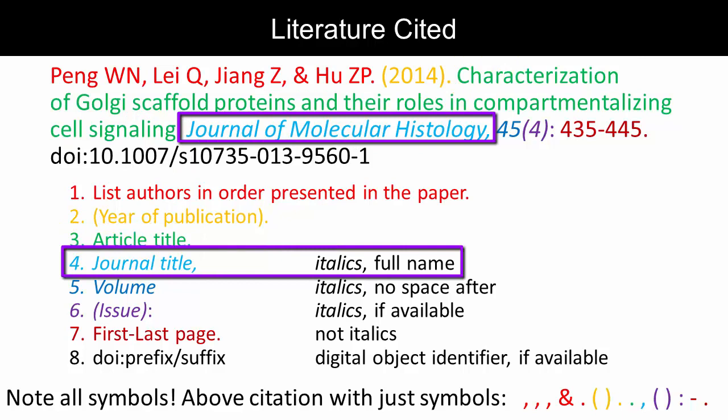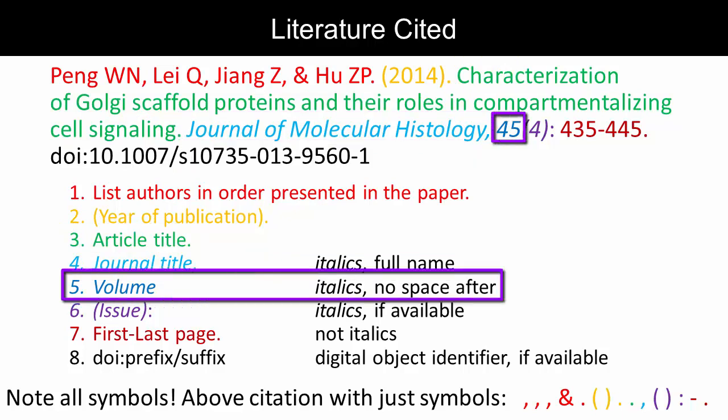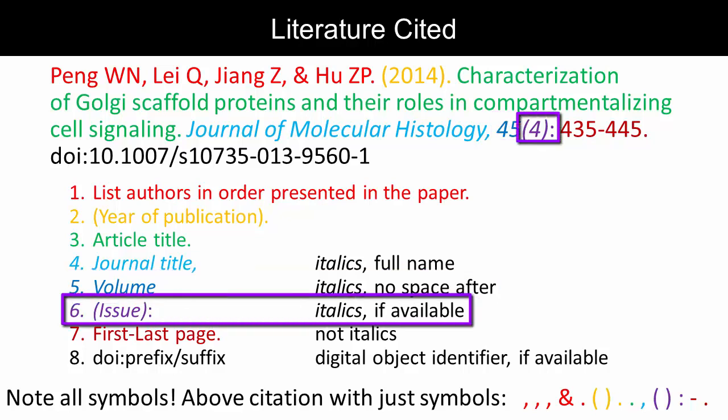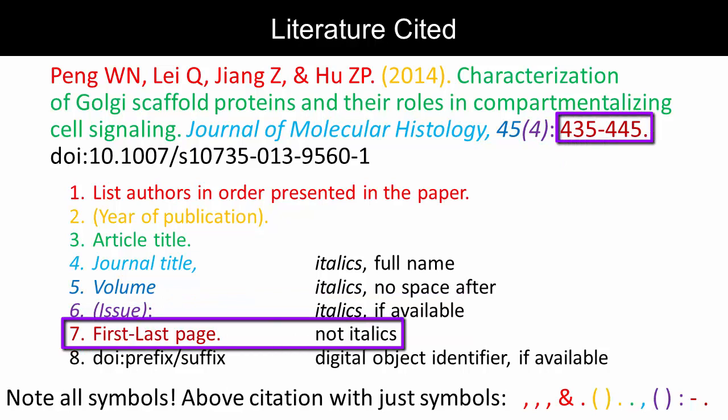Next, the journal name, fully written out, followed by a comma. Then the volume number of the journal. Some journals also have issue numbers. If that's the case, follow the volume number directly with the issue number in parentheses. Otherwise, just skip it. Following the volume, and issue if applicable, there's a colon and then the page range for the article. First dash last, followed by a period.